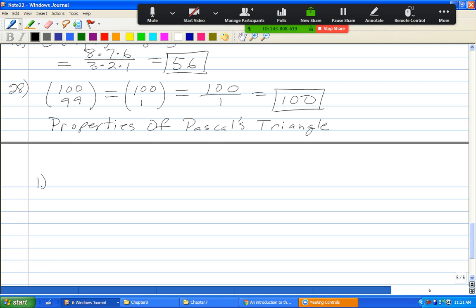So first, let me say that I'll write each of these, at least for the majority of them, in terms of the binomial coefficients. Okay, so first off, I have that NC0.